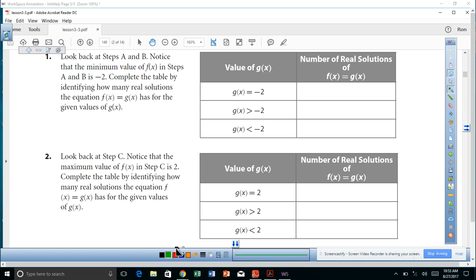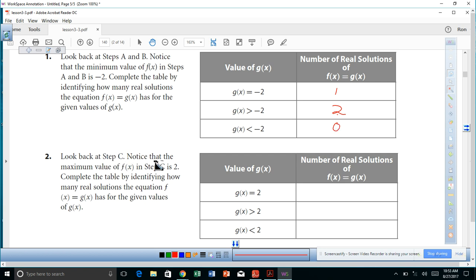There we go. So if it equaled negative 2, there was 1 solution. If it was greater than negative 2, there were 2 solutions. And if it was less than negative 2, there were 0.